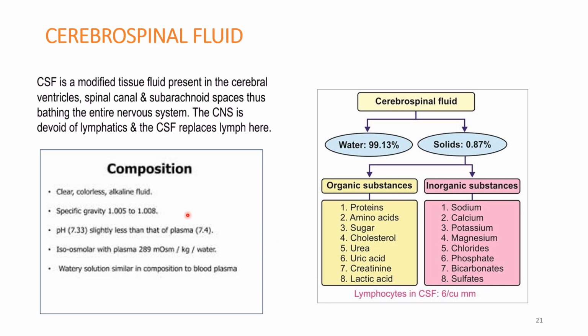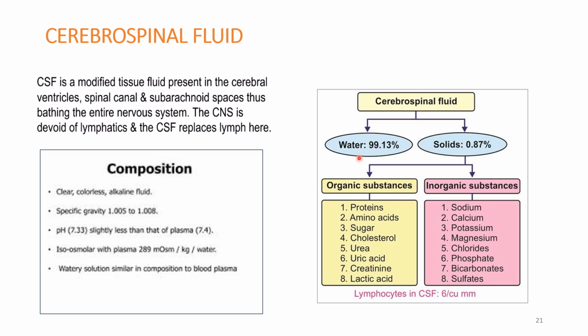And it has a specific gravity between 1.005 and 1.008. And the pH is slightly less than the plasma. That is, it has a pH of 7.33, while plasma pH is 7.4. But it is isoosmolar with plasma. That is, it has an osmolarity of 289 milliosmoles per kg of water. And it is a watery solution similar in composition to blood plasma.